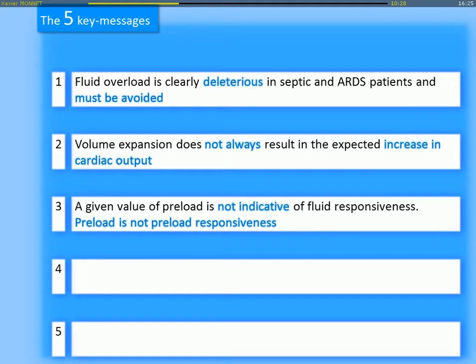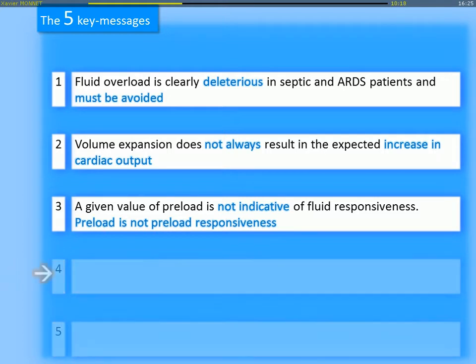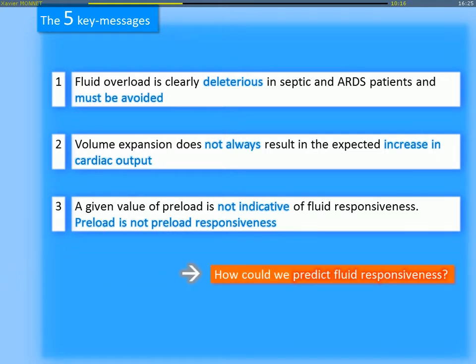And of course, it's true with CVP, but also with any static marker of cardiac preload: the LV end-diastolic volume, the flow time corrected with the esophageal Doppler, etc. So then, how to do? And here we come to the concept of functional hemodynamic monitoring.